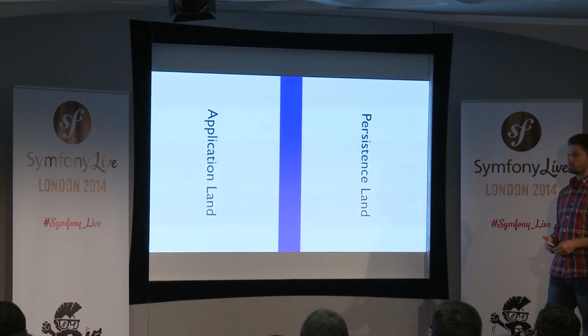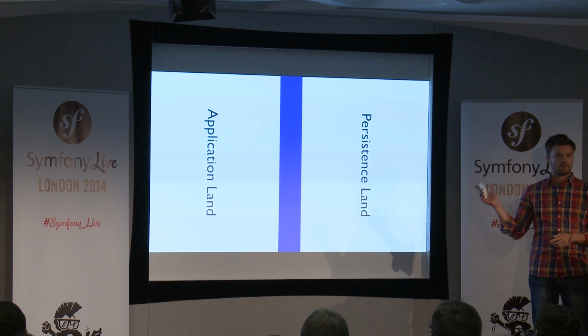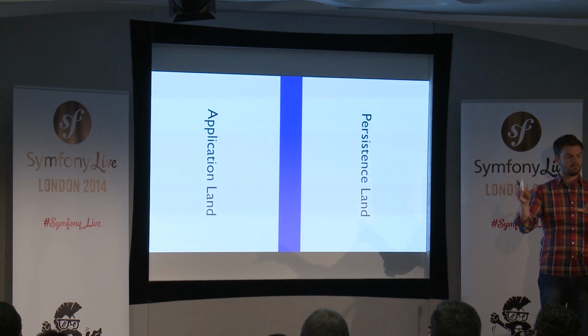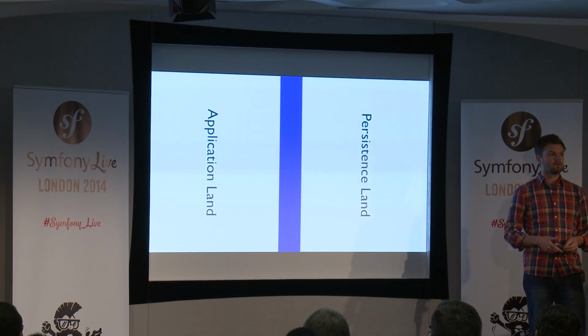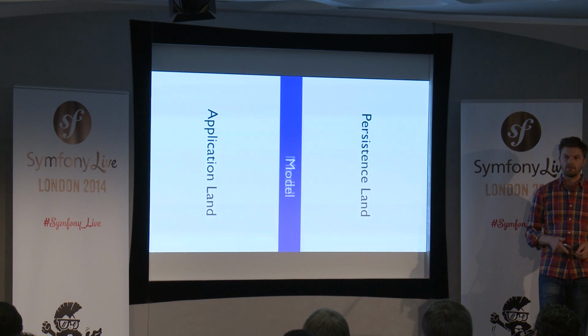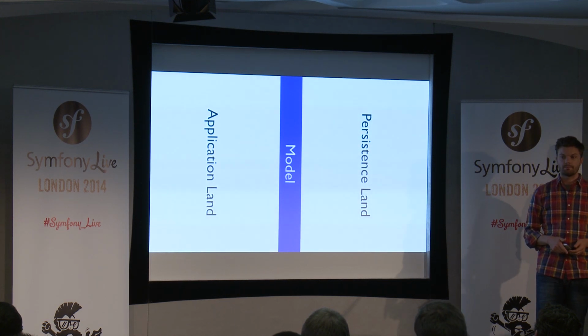I see things this way. There's another stripe down the middle of the screen here, right? We have application land, and then we have persistence land on the right side. And that thin blue stripe in the middle is another mapping layer, and that is the model.